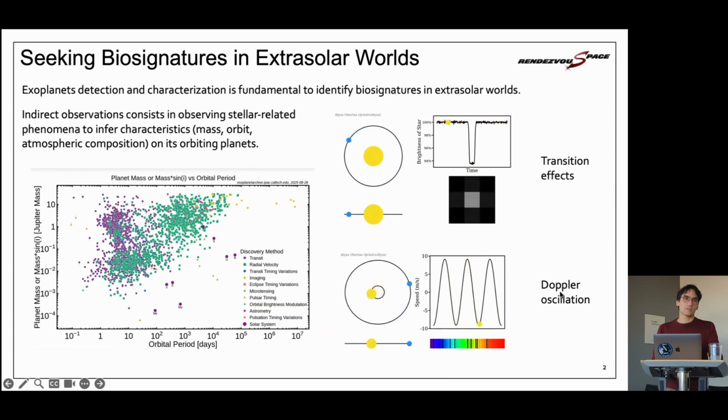It can be transit effects or Doppler oscillations. Transit effects essentially means, through light curve inversions, detecting the variation in brightness of a star when a planet passes in front of it. Doppler oscillation consists in observing the spectrum emitted by a star and measuring the Doppler effects due to the motion of the star, the relative velocity of the star with respect to the observer. As you can imagine, both these techniques have a substantial drawback, which is that we can only detect, as shown here in the plot, massive bodies or bodies that are flying very close to the star.